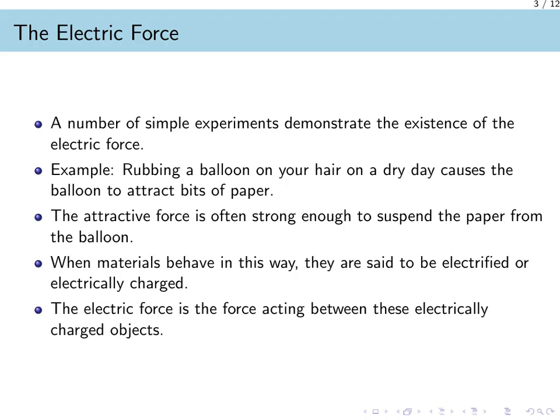We can observe the existence of the electric force through a number of simple, everyday experiments. For example, if you rub a balloon on your hair on a dry day, you will notice that the balloon can then attract small bits of paper. Sometimes, this attractive force is actually strong enough to completely suspend the pieces of paper directly from the surface of the balloon. When materials behave in this specific manner, they are said to have become electrified or electrically charged. The interaction you are observing here is due to the electric force, which is precisely defined as the force acting between these electrically charged objects.